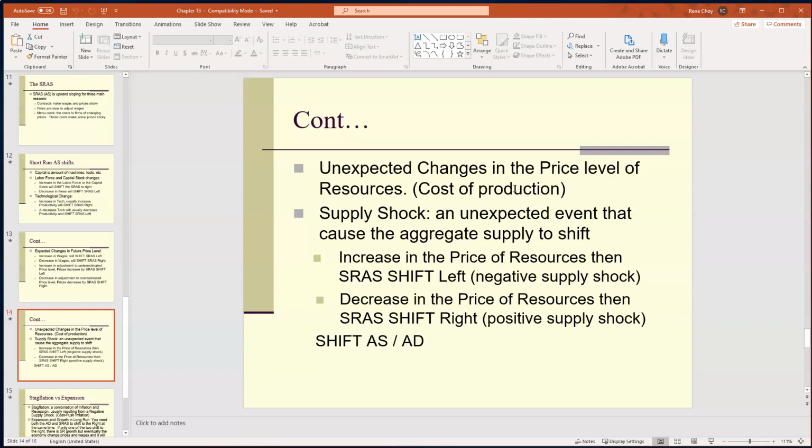Another thing that could create it is a rapid change in prices, like for example, a change in the price of oil. An increase in the price of resources, or what we call a negative supply shock, will make the short-run aggregate supply shift to the left, and a decrease in the price of resources, or a positive supply shock, will make the short-run aggregate supply shift to the right. All right, so again, let's practice some of these changes.